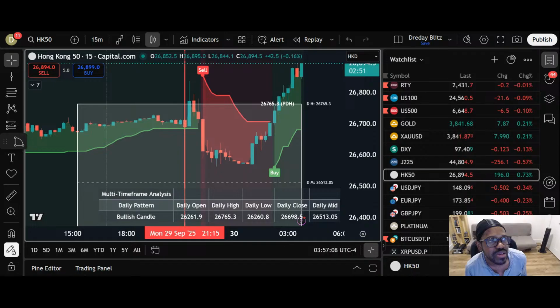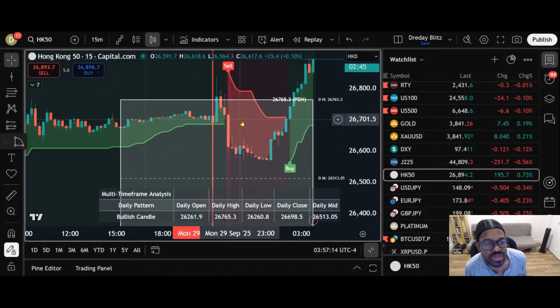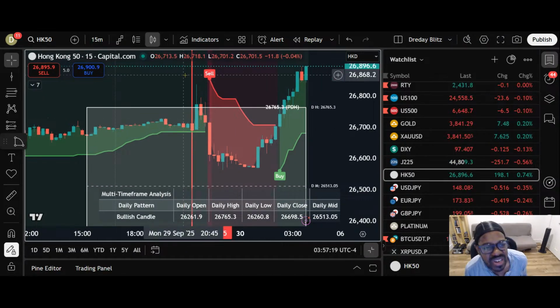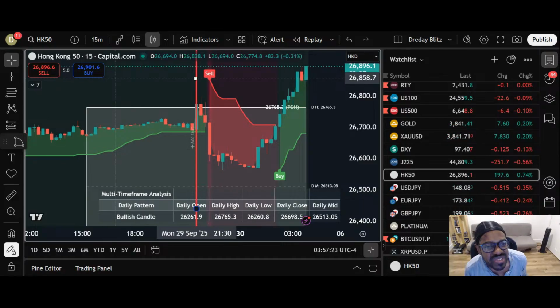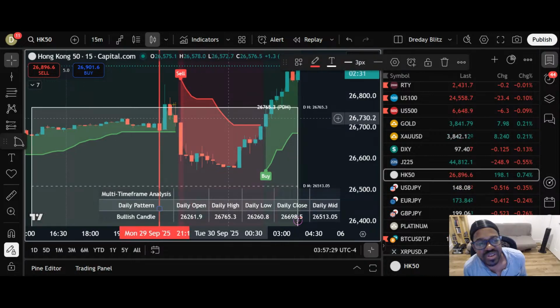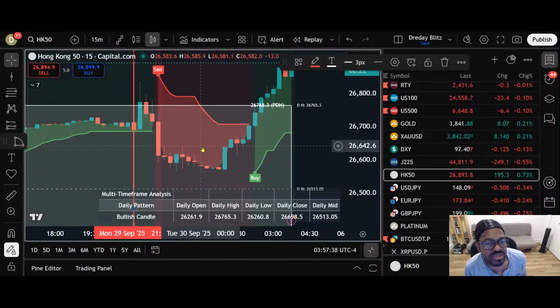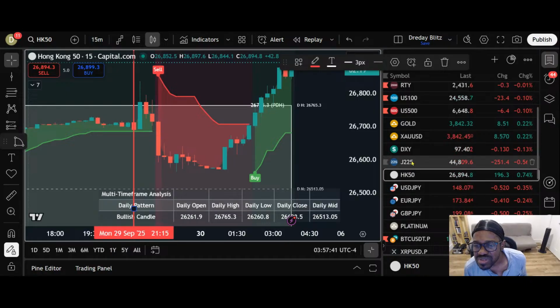Forgot about sharing my screen, guys. Hold on. I thought I was showing you my screen, but I'll reiterate what I just said. So this is the Hong Kong 50 trade. That was at 918. Like I said, you had that signal that came in here. It went up, went to that previous day high, and started to tank after that. That was a perfect setup.